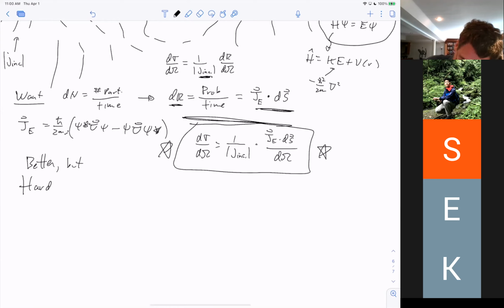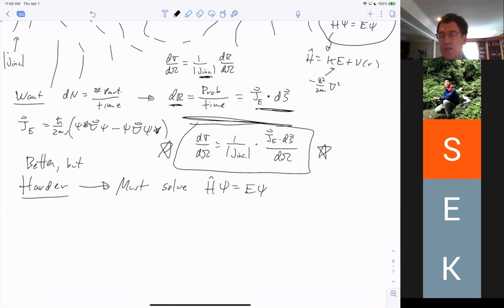but it's harder because to do it this way, you must actually solve the Schrodinger equation, H psi equals E psi. And for the last one, we did not solve the Schrodinger equation, because remember, the whole point of perturbation theory is to not solve the Schrodinger equation. That's why it was invented. So the other way we did not solve the Schrodinger equation, but for some situations you have to. For some situations, perturbation theory fails. And so that's what we're going to talk about now.